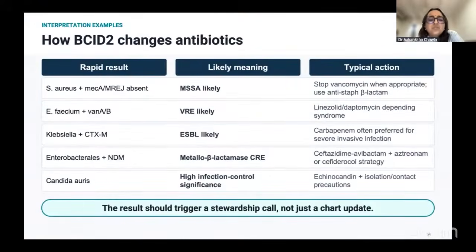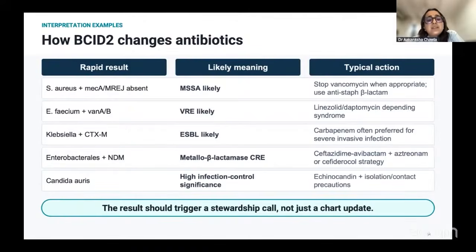Now, once you've done this, how do you interpret this? So, your result would be Staphylococcus aureus with the mecA gene absent. So this tells you that the most likely infection is MSSA. So, if you've already started your patient on vancomycin, you can de-escalate and you can use an anti-staph beta-lactam. Similarly, if the report shows an E. faecium with vanA, vanB, then it means that it is likely VRE. And depending upon the syndrome, you can choose an appropriate gram-positive cover.